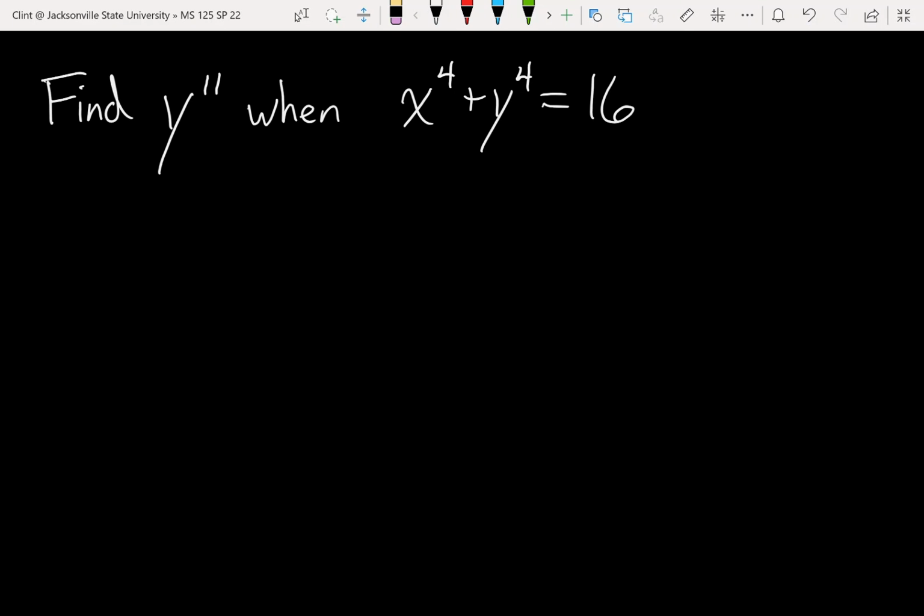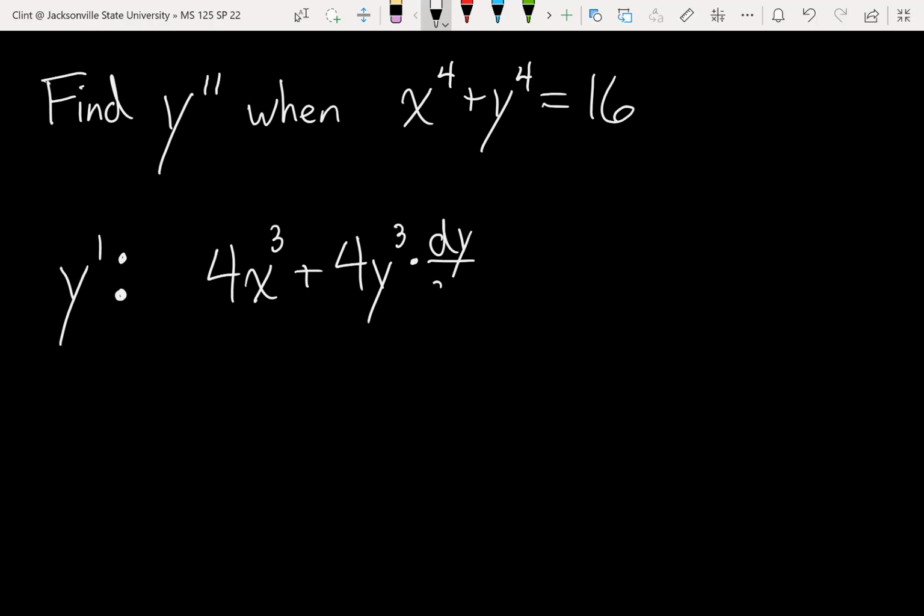First, if we want to find y double prime, we need to find y prime first. So we'll do that implicitly here. Taking the derivative of x to the fourth is not too bad, that's just 4x to the third. When we do the y, we remember that y is a function of x, so we'll have 4y to the third times dy/dx, or y prime. I'll call it y prime since I have it labeled that way. And on the other side, there's just 0.